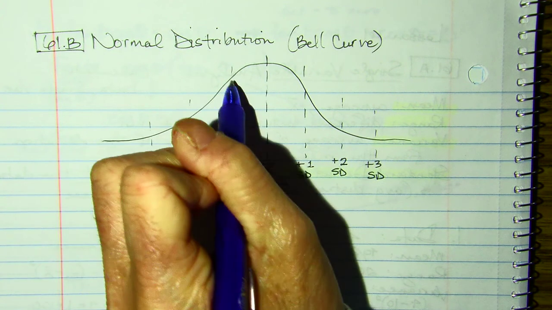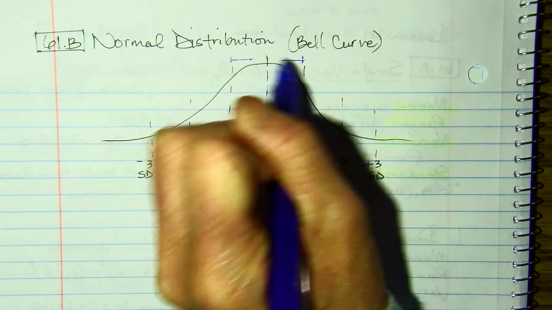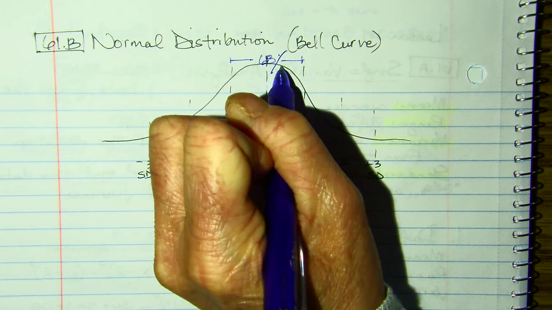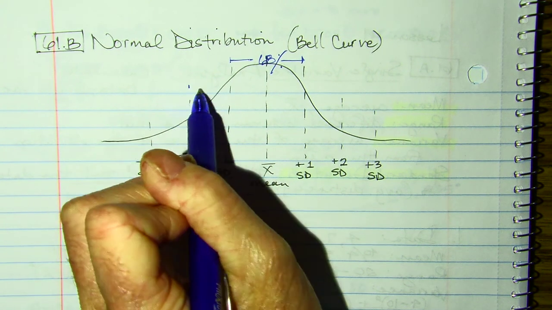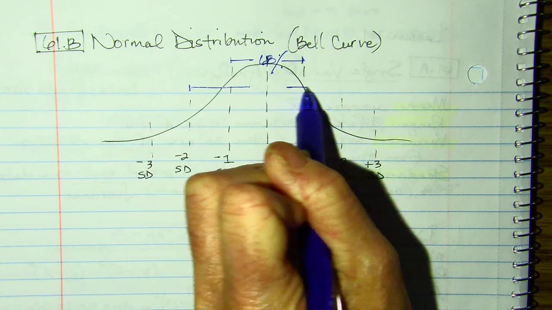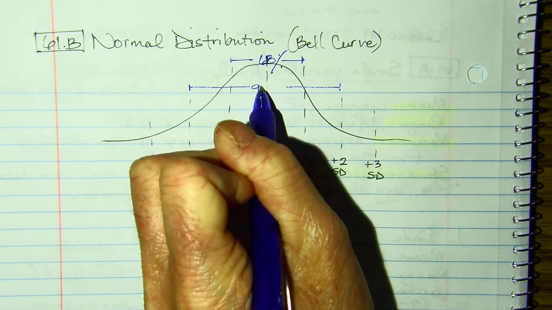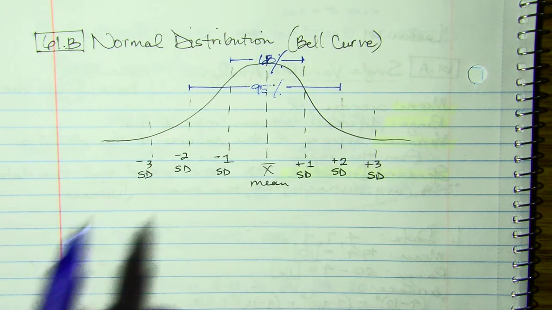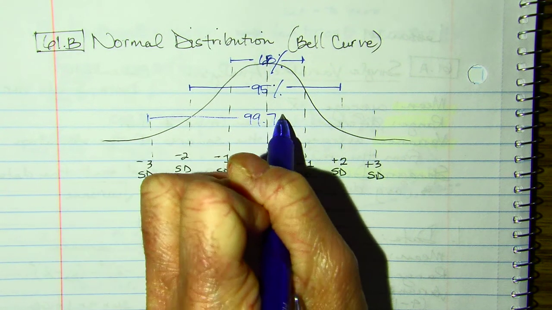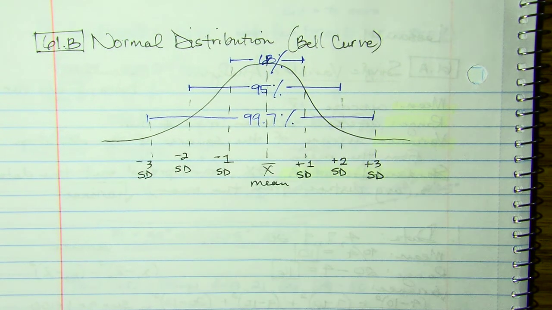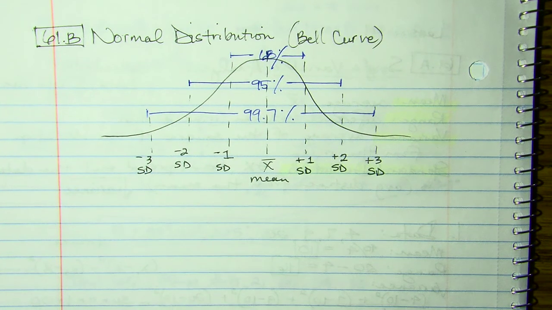From here to here represents 68% of your data. So 68% of the data falls in between plus or minus 1 standard deviation. From the next one to here is 95% of your data. And then from the outer limits, you have 99.7% of your data.